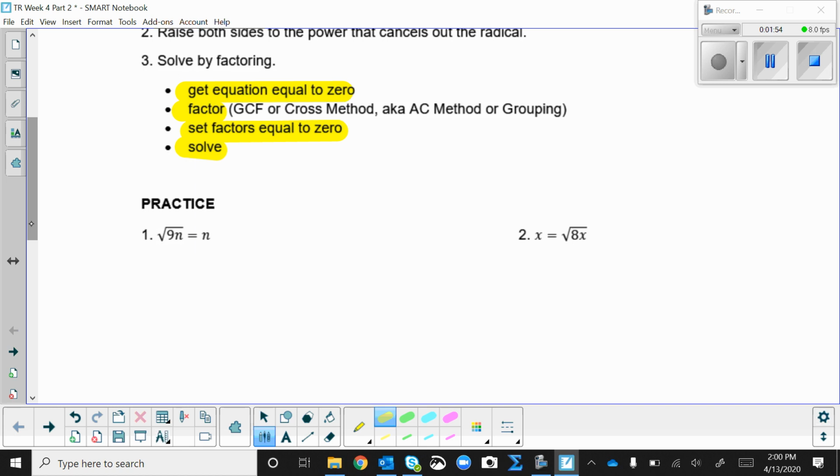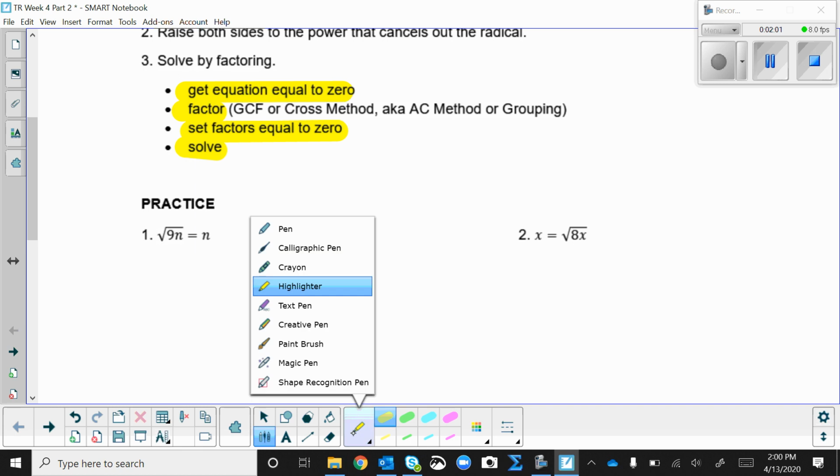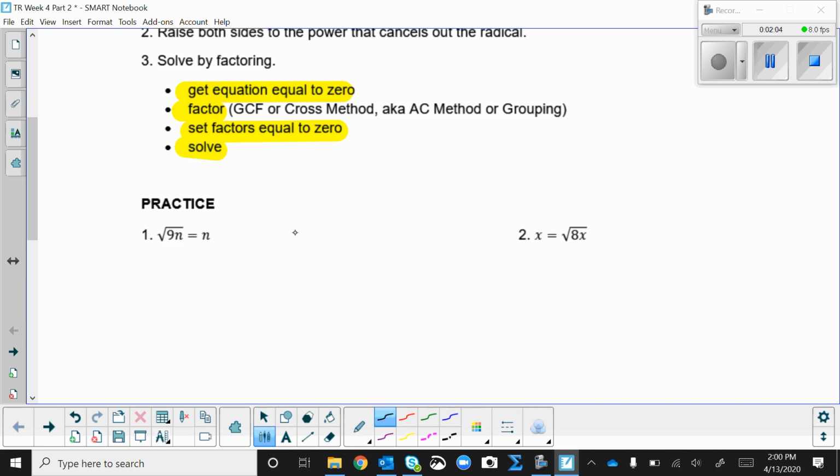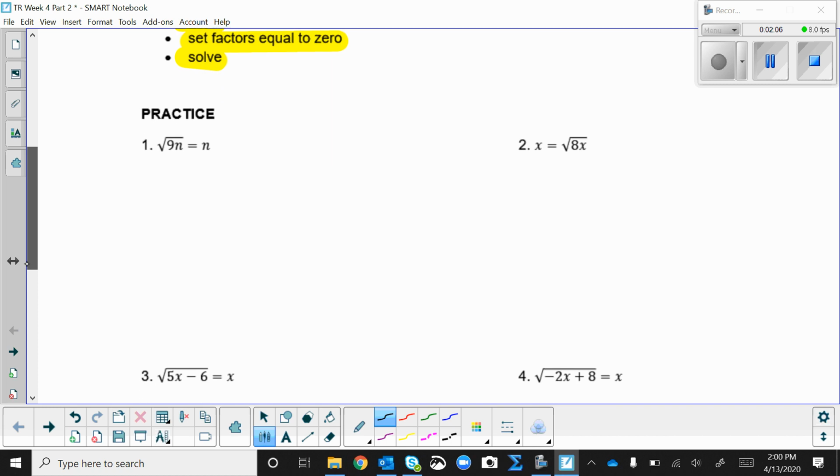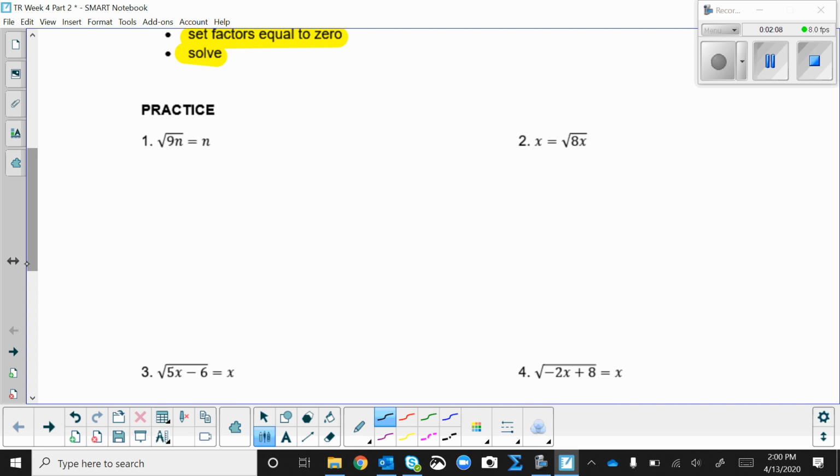So in number 1, square root of 9n equals 9. Your first step is still isolate the radical term. Well, what do you notice about this radical term in this equation? It's already isolated, right? It's already all by itself. That means there's nothing being added or subtracted on the left-hand side, and there's nothing being multiplied to that radical on that left-hand side. So step 1 here for this problem is already done.